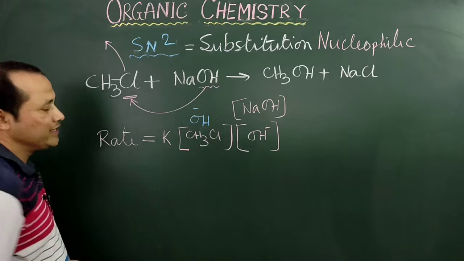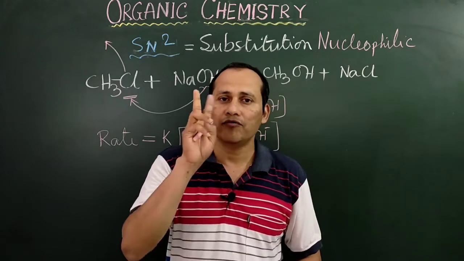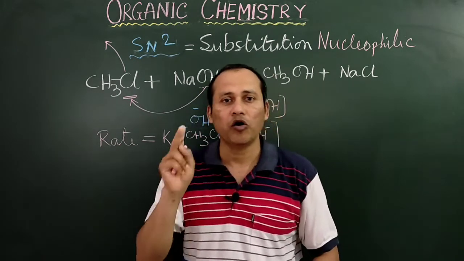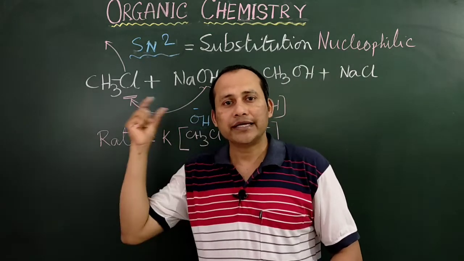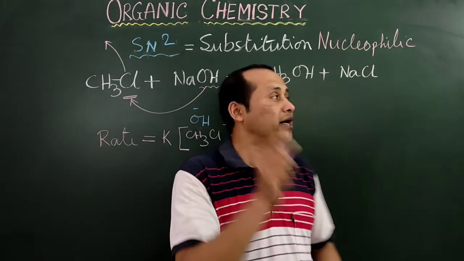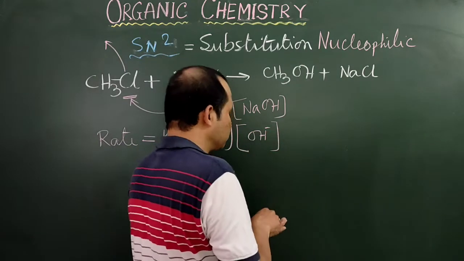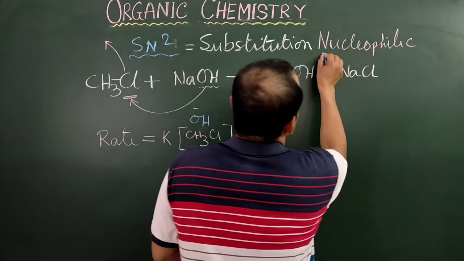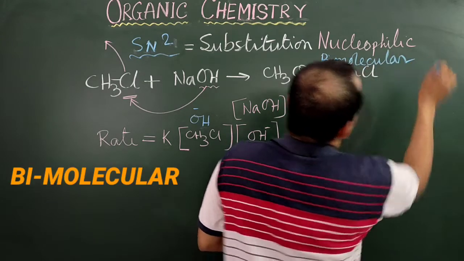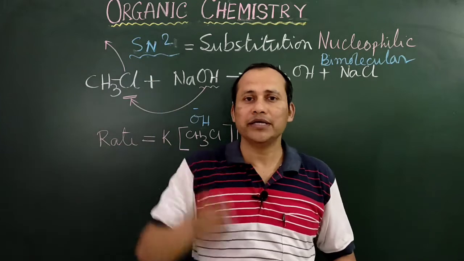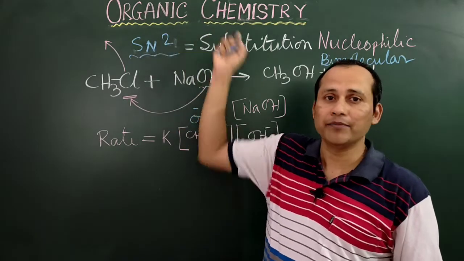So from here it is clear that the rate is directly proportional to the concentration of two molecules. It is dependent on two molecules. Since the rate is dependent on two molecules, the reaction is called bimolecular, and bi means 2. So this 2 stands for bimolecular. So let me write it down here. I hope the term overall is clear to you. What does it mean? Substitution, nucleophilic, bimolecular.